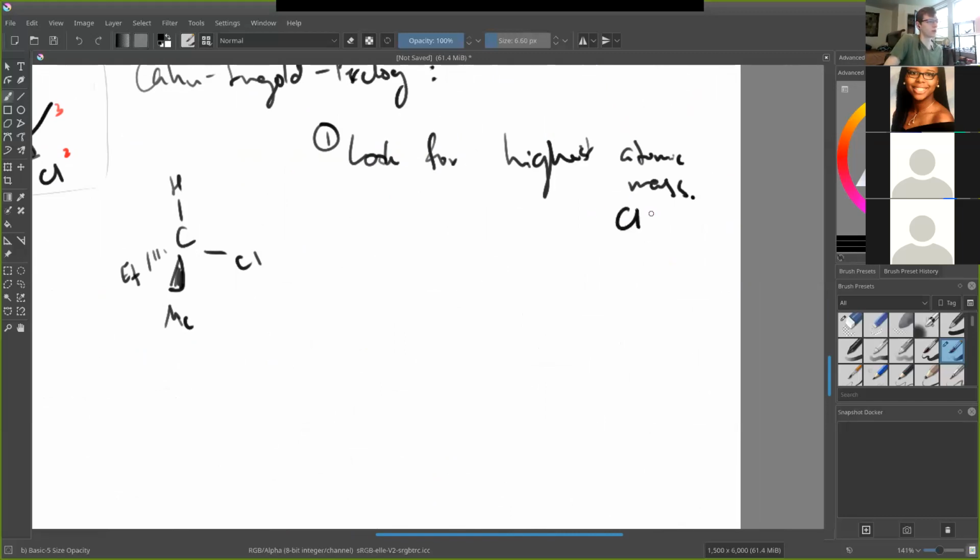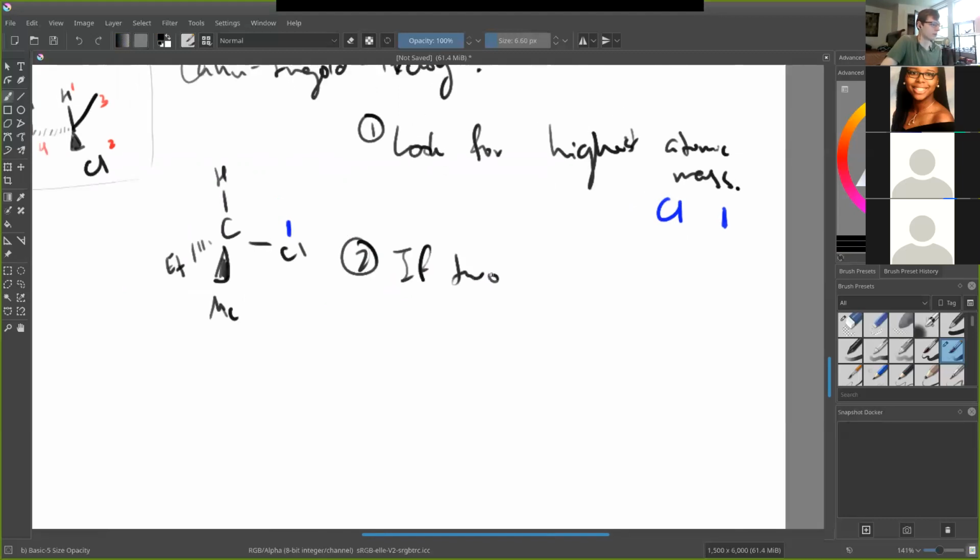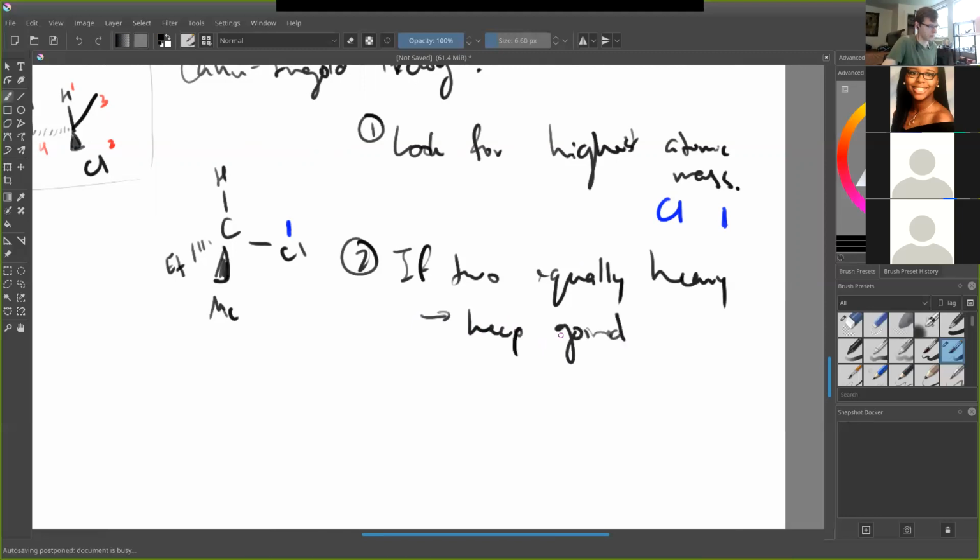So blue, oh, whoops, I didn't actually add color. Okay, so first, chlorine is heaviest. That's 1. Because here we're connected to carbons, here we're also connected to carbons. It's a hydrogen. Hydrogen is always last. So look for whatever's heaviest. 2. If there are 2 atoms connected to it that are equally heavy, keep going.